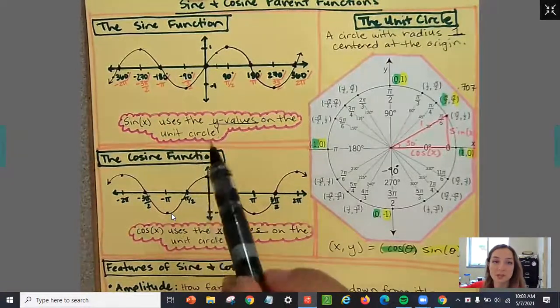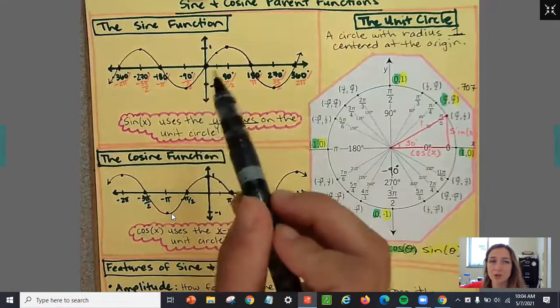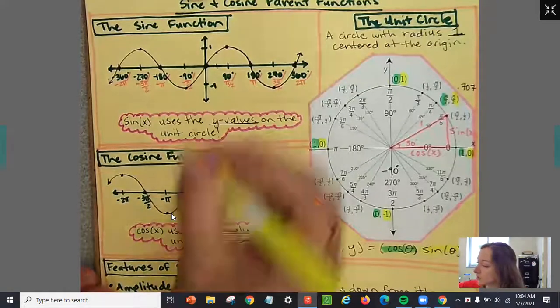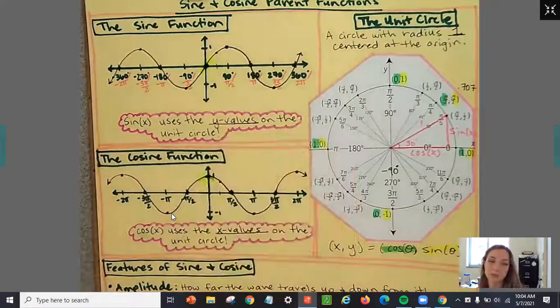Notice that these are almost the same graph, except that cosine is starting up at its peak, and sine is sort of starting in the middle of the wave. This is going to be important later on whenever we talk about things. So sine is starting in the middle of the wave. Cosine is either going to be at a peak or a low point.